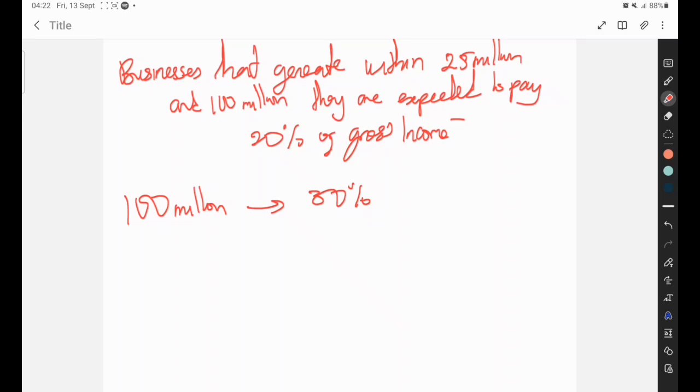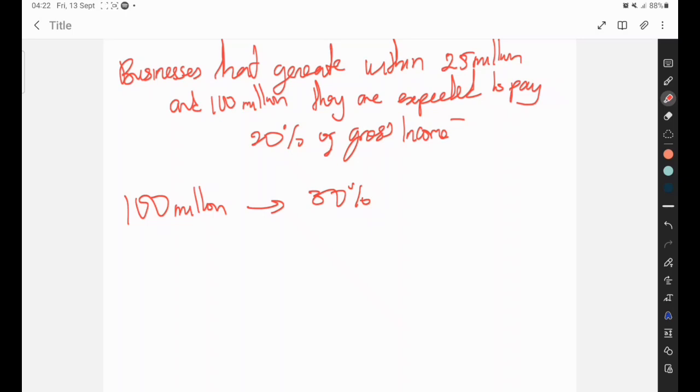Now, this applies to all small businesses. Any business generating less than 25 million is termed a small business. So this is applied to small businesses, but businesses in their first 4 years are exempt. Small businesses, not all businesses, in their first 4 years are exempt from this minimum tax.